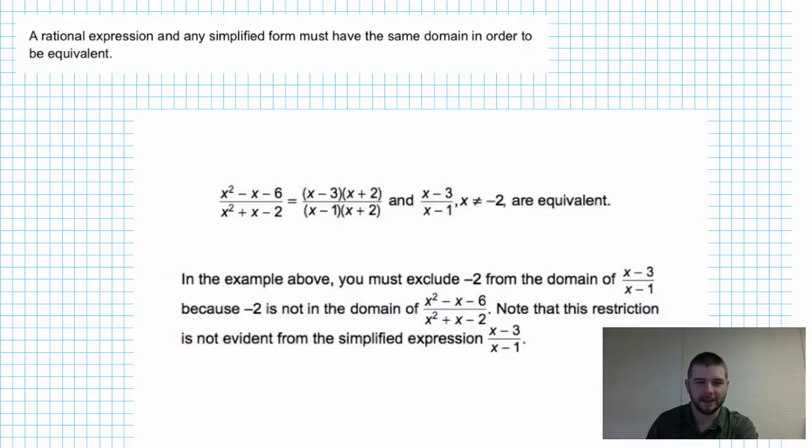Take a look at this. We simplified on the previous slide x squared minus x minus 6 over x squared plus x minus 2 to simply equal x minus 3 over x minus 1. But note that is only if x does not equal negative 2. If x equals negative 2, note that the expression on the left is undefined because of the 0 denominator.